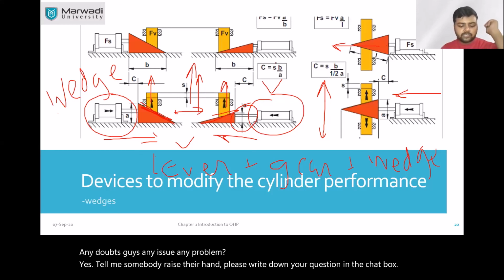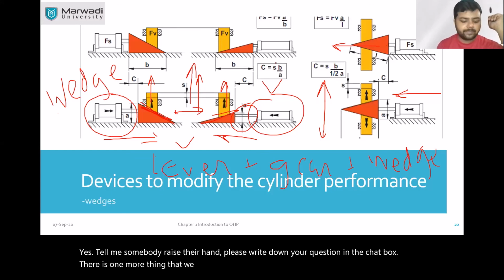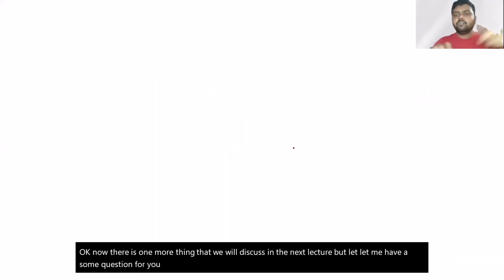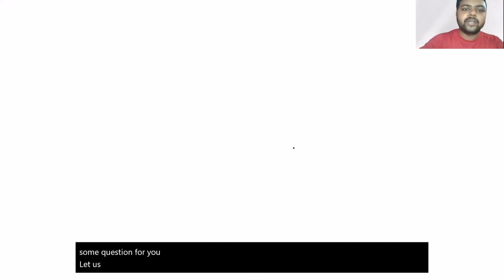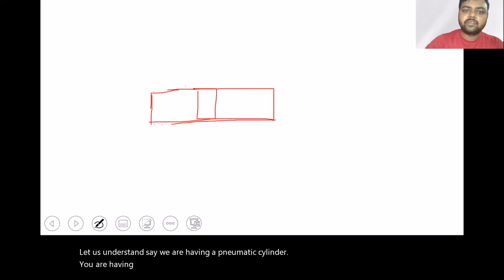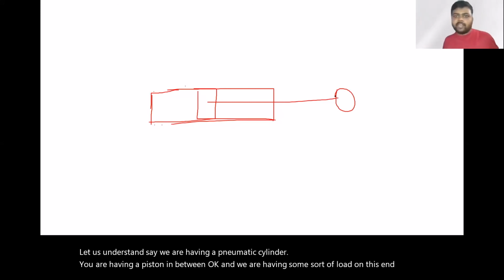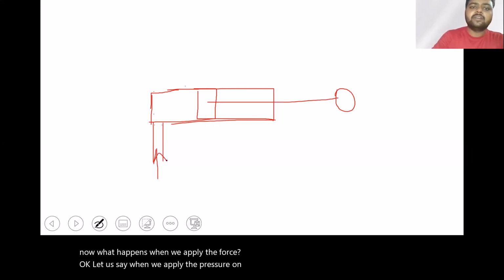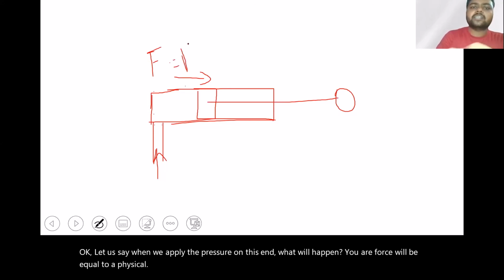Okay. Now there is one more thing that we will discuss in the next lecture, but let me have some question for you. Let us understand, say we are having a pneumatic cylinder. You are having a piston in between, and we are having some sort of load on this end. Now what happens when we apply the pressure on this end? Your force F is equal to pressure into area of the cylinder.